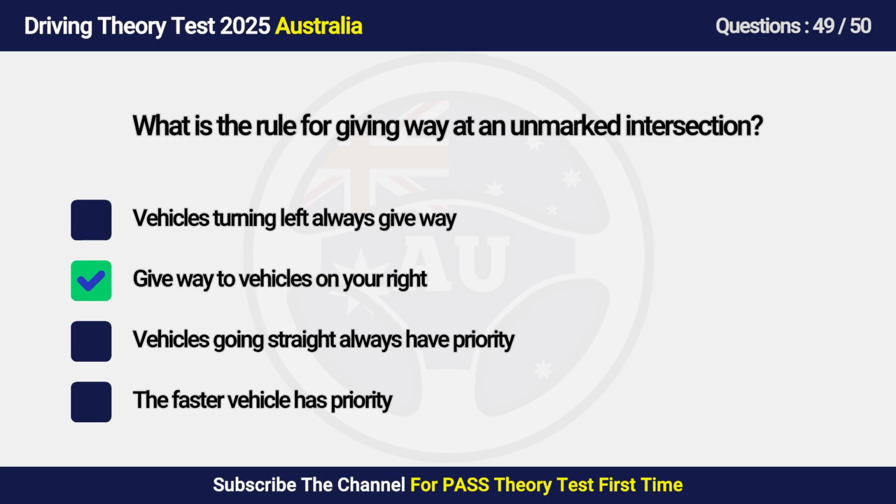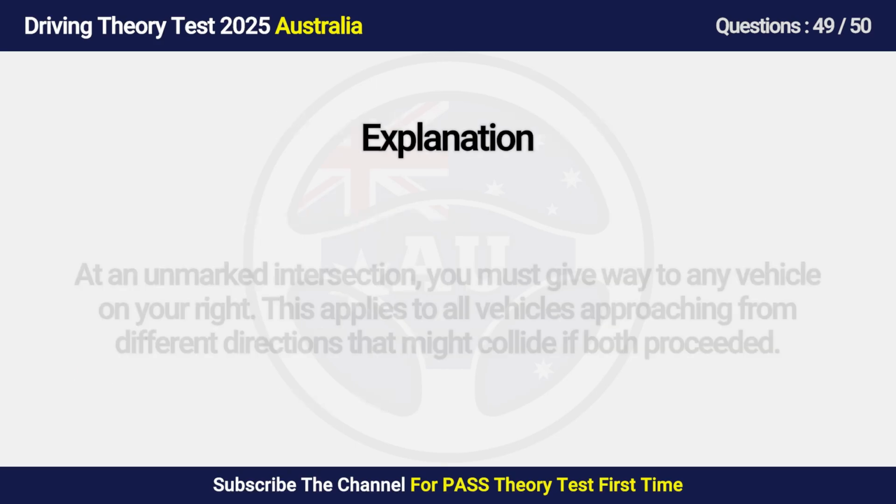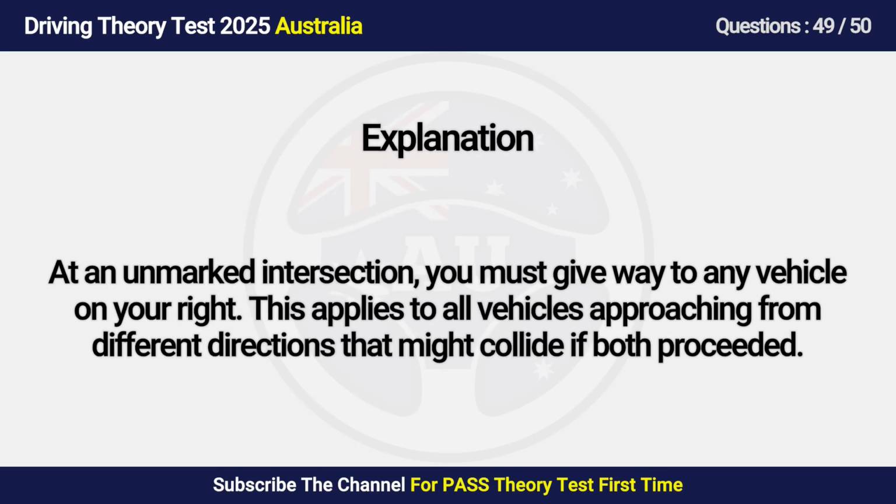Answer is B. Give way to vehicles on your right. At an unmarked intersection, you must give way to any vehicle on your right. This applies to all vehicles approaching from different directions that might collide if both proceeded.